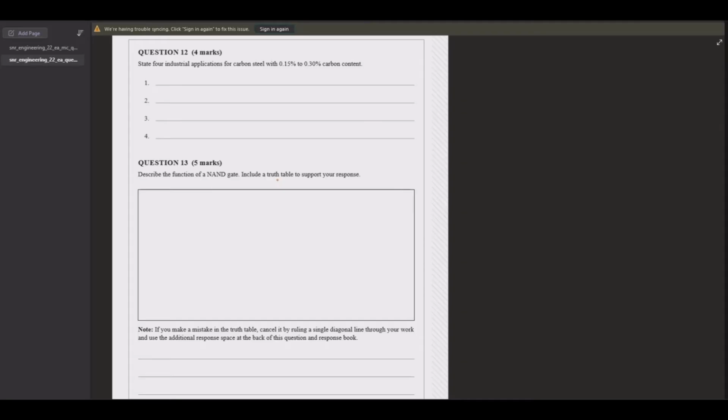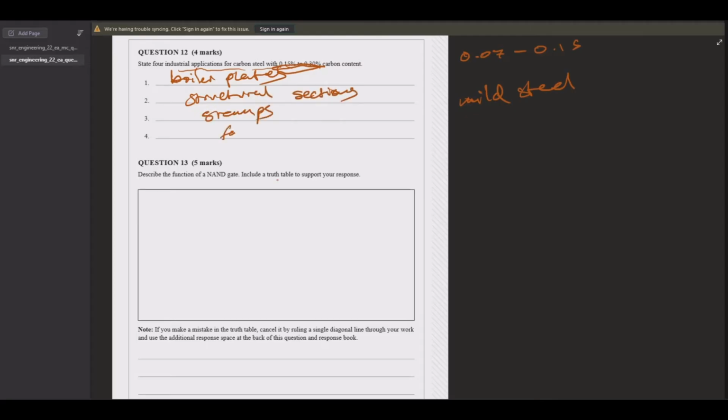Alright, so this is asking us for industrial applications of steel with a 0.15 to 0.3 carbon content. Now we should know that because low is 0.07 to 0.15, next one up, that's going to be mild. So we're looking for the applications of mild steel. And let's put that in. We've got boilerplates, structural sections, stamps, and forgings.